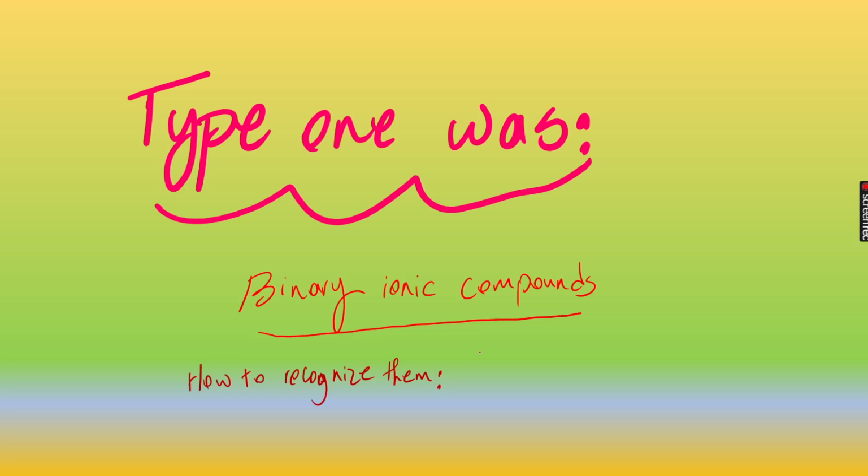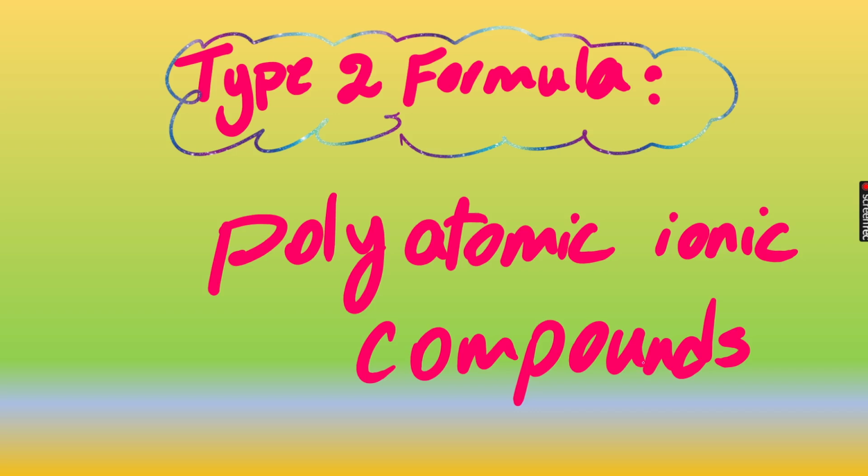Aha, that's right. They end with IDE, or ide. For example, sulfide with the IDE, S2 minus, or chloride, IDE, Cl minus. If you have any question, go to part one and watch that video that I put in this channel. But today I want to talk about the type 2 formula, polyatomic ionic compounds.